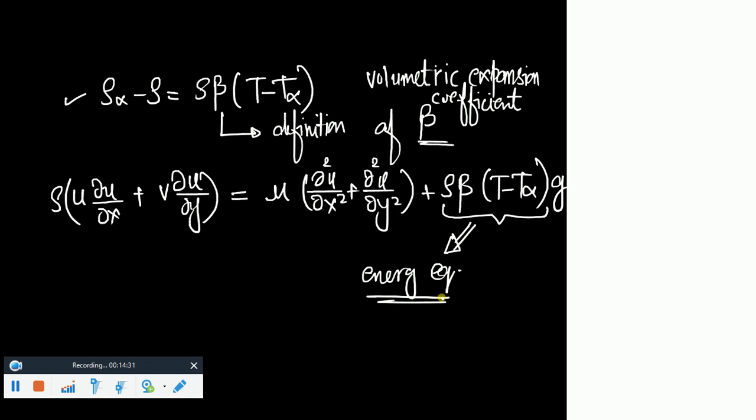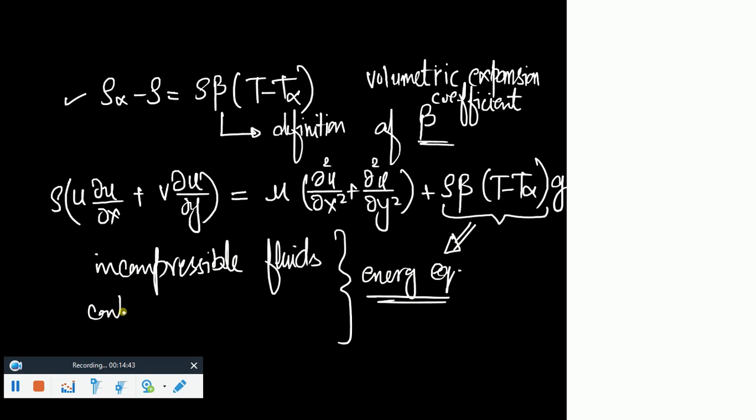In case of incompressible fluids, I told you that you can solve the continuity and momentum equation simultaneously, and you can solve the energy equation later on. You don't have to solve the energy equation simultaneously with the continuity and momentum equation. Why? Because there was no temperature term in the momentum equation. Now, why do you solve all the equations simultaneously? Because all the parameters are available.